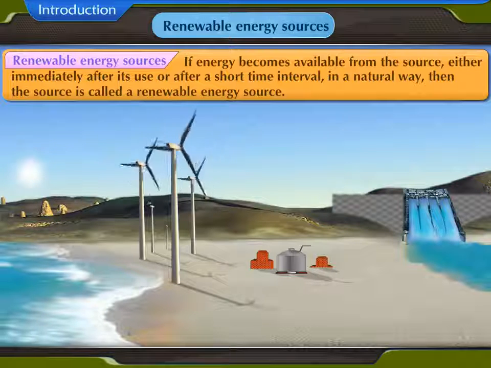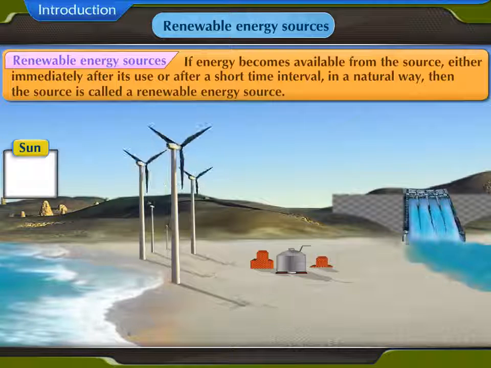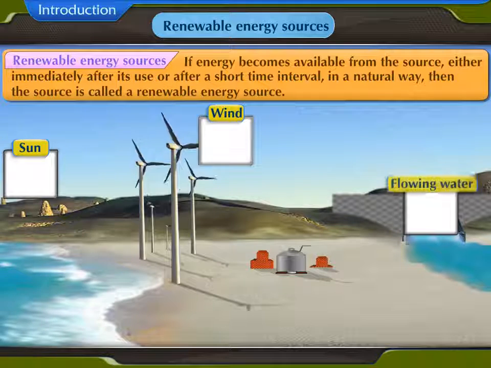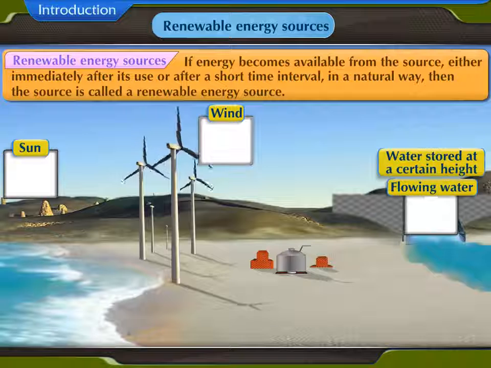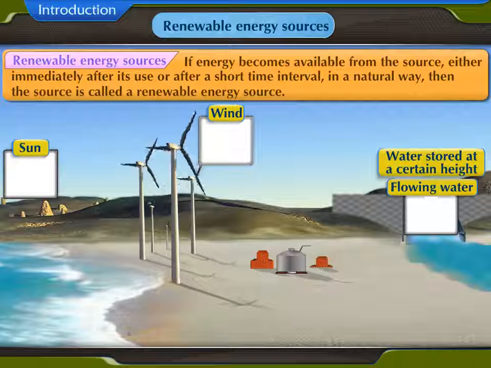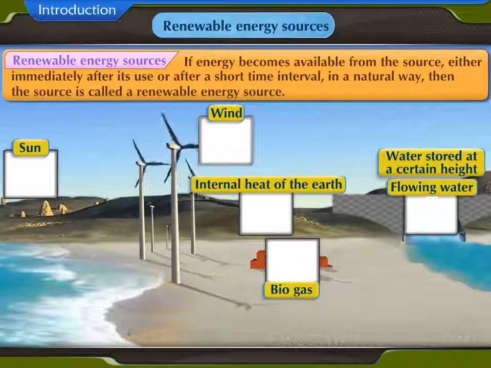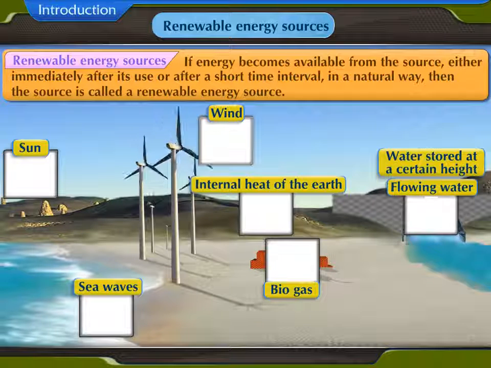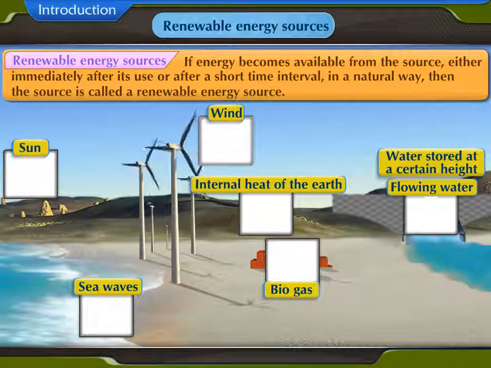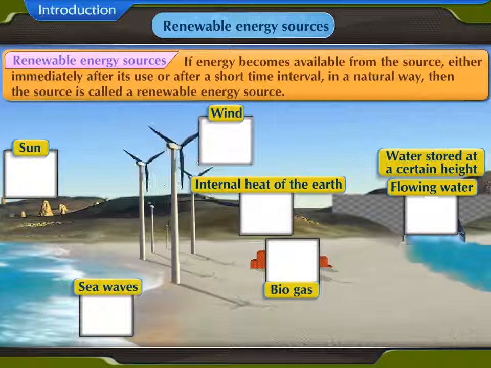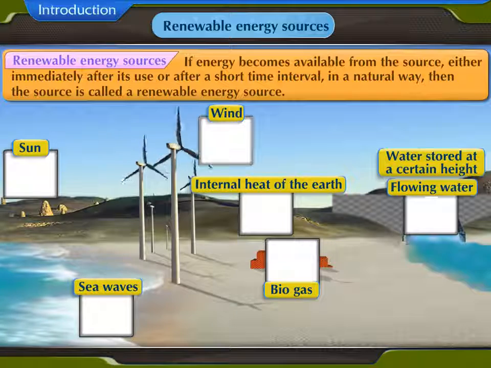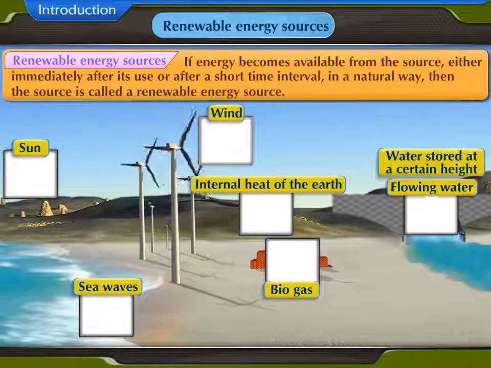Energy from sources like the sun, wind, flowing water, or water stored at a certain height, internal heat of the earth, biogas, sea waves, etc. do not get depleted when used. Hence, such sources are called renewable sources of energy.